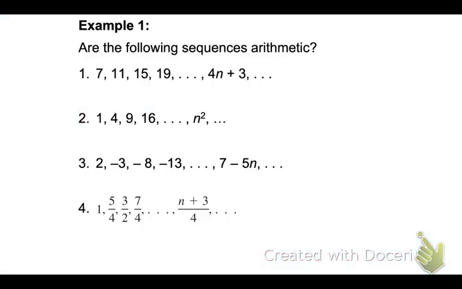Are the following sequences arithmetic? It's a yes or no question. On your test, it will be arithmetic, geometric, or neither. But right now, it's just arithmetic. So I have 7, 11, 15, 19. Does it have a common difference? Yes, 4. So yes, and d equals 4. The next one is no. Why? Because it goes up by 3, and then 5, and then 7. So it does not have a common difference. Difference is addition, subtraction, right? So it is a no.